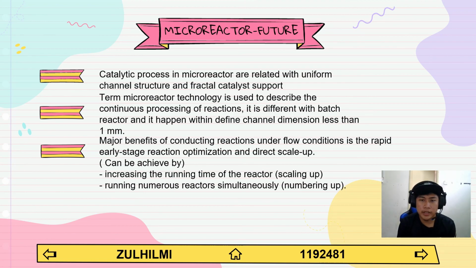Catalytic processes in microreactors are related to uniform channel structure and catalyst support. The term microreactor technology is used to describe the continuous processing of reaction. It is different from a batch reactor, and it happens within defined channel dimension less than 1 mm. A major benefit of conducting reaction under flow condition is the rapid early stage reaction optimization and direct scale up. It can be achieved by increasing the running time of the reactor, which is scaling up, and running numerous reactors simultaneously, which is numbering up.